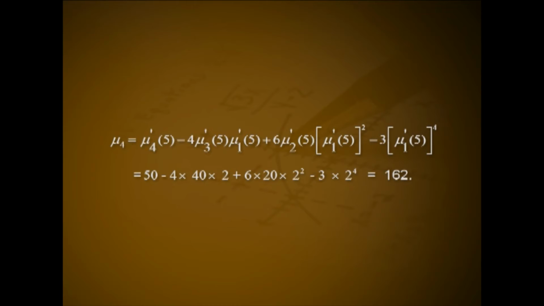And mu 4 equal to mu 4 dash about 5 minus 4 mu 3 dash about 5 into mu 1 dash about 5 plus 6 mu 2 dash about 5 into mu 1 dash about 5 the square minus 3 mu 1 dash about 5 raised to 4. That is 50 minus 4 into 40 into 2 plus 6 into 20 into 2 square minus 3 into 2 raised to 4. That is 162.